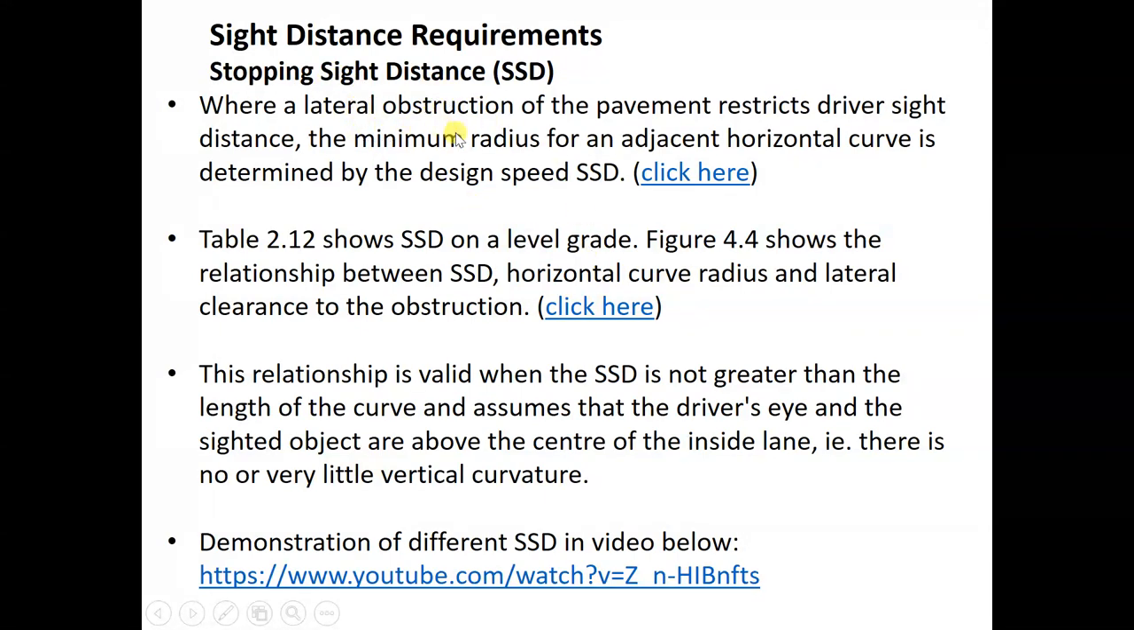Okay, so when a lateral obstruction of the pavement may restrict driver sight distance, the minimum radius for the adjacent horizontal curve is determined by the design speed and the stopping sight distance, SSD. If there is no lateral obstruction, meaning no hill, no tree, no buildings to obstruct the curve, you can probably look through the curvature and see what's coming from the other side of the curve. But if there's some obstruction, like a hill, you go around a hill, then we need to design the radius of the curvature appropriately.